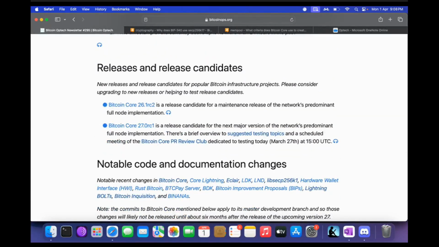Two release and release candidates. Bitcoin Core 26.1 RC2 is a release candidate for a maintenance release of the network's predominant full node implementation. And the second one is Bitcoin Core 27.0 RC1, the release candidate for the next major version of the network's predominant full node implementation.